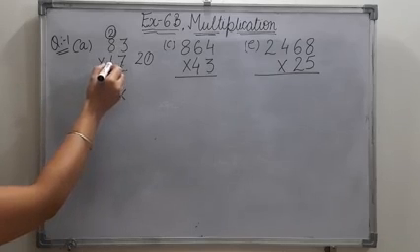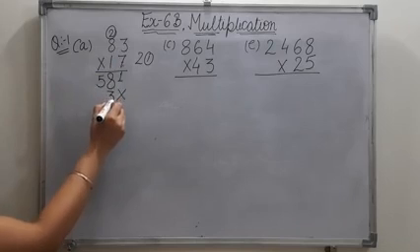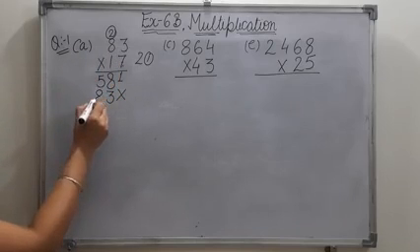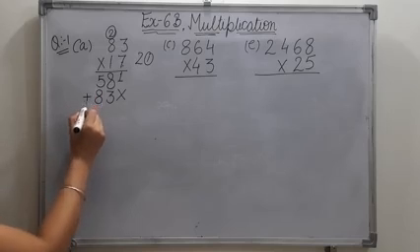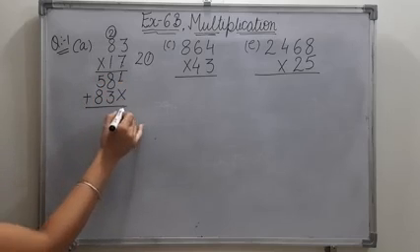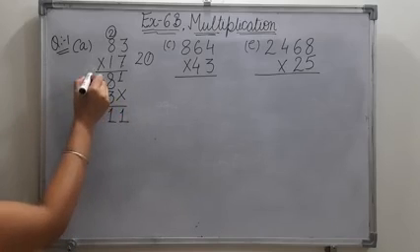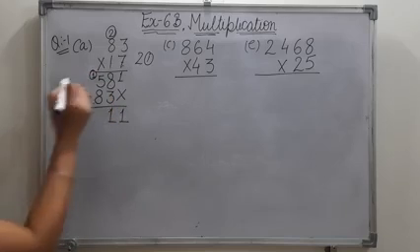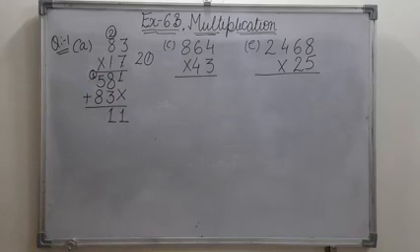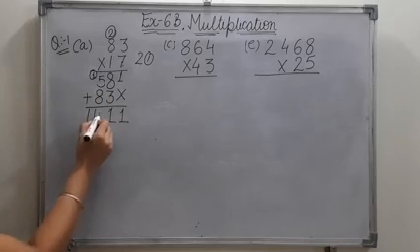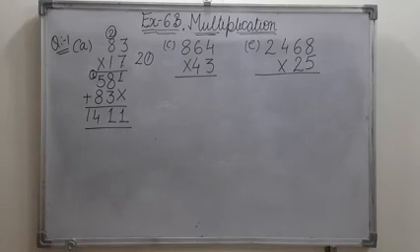Then multiply 1 3s are 3. 1 8s are 8. Now add these two numbers. 1 0 1 8 plus 3 is 11. 1 is carried over here. 8 plus 5 is 13. 13 plus 1 is 14. Our answer is 1411.